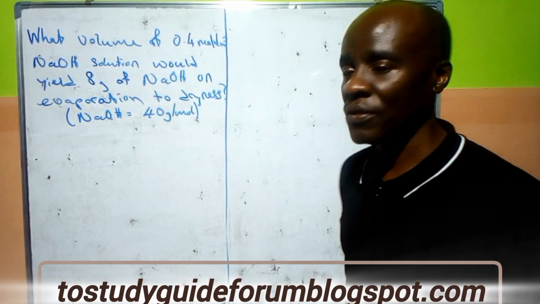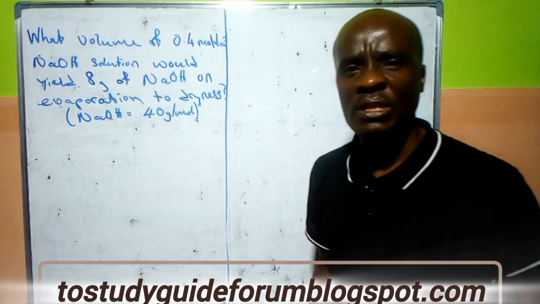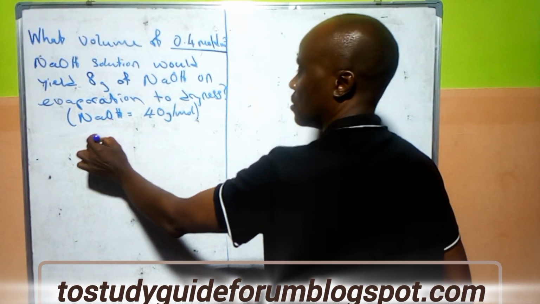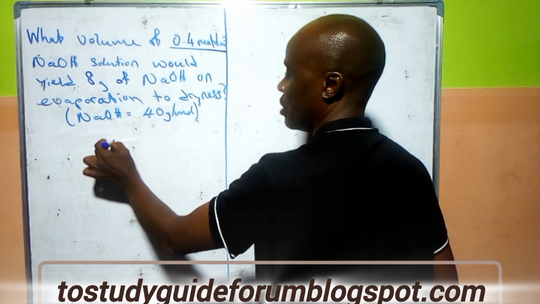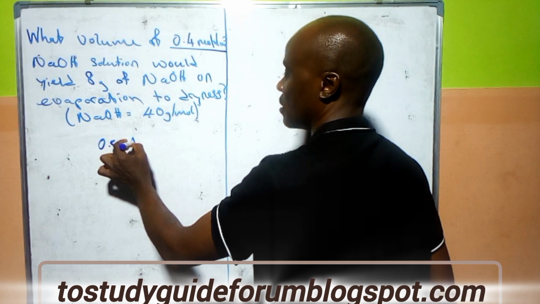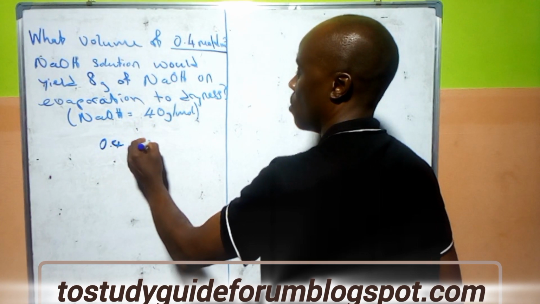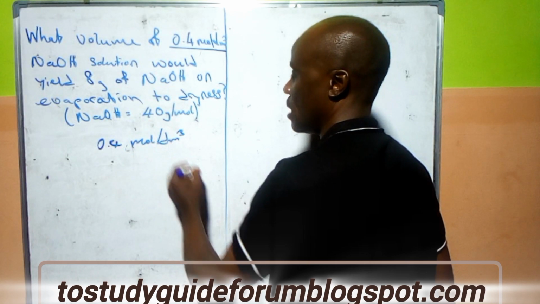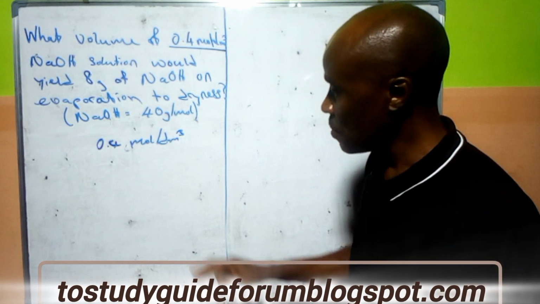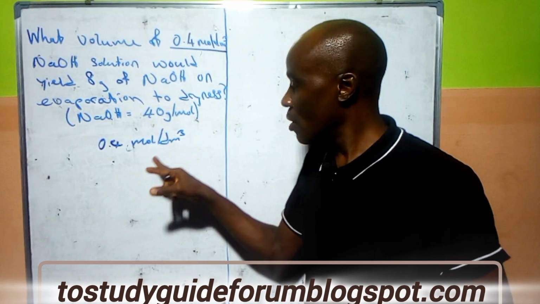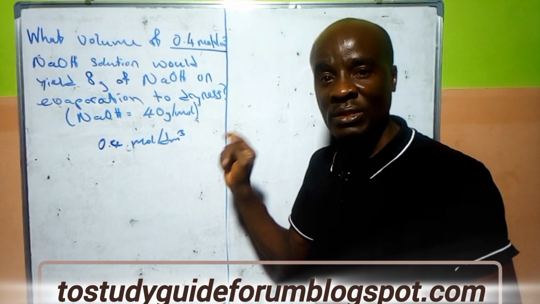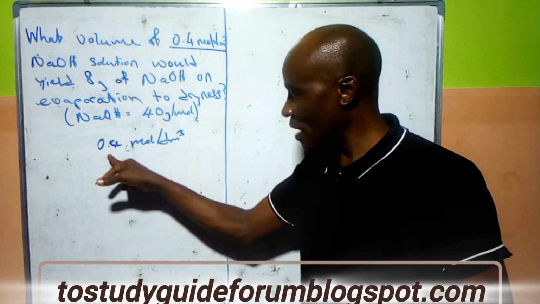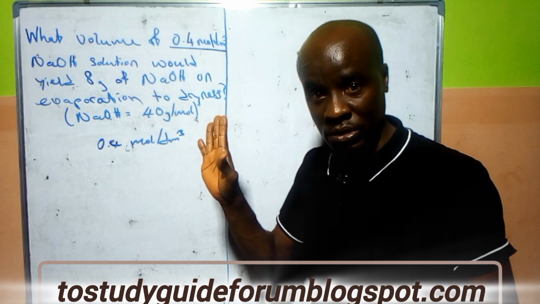Now when we look at this, there is something I want to point out clearly. Whenever you have something like this, looking at that unit, 0.4 mole per dm cube, that is to say that in one dm cube or 1000 cm cube or 1 liter, what we have is 0.4 moles.